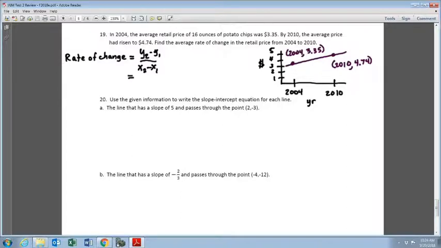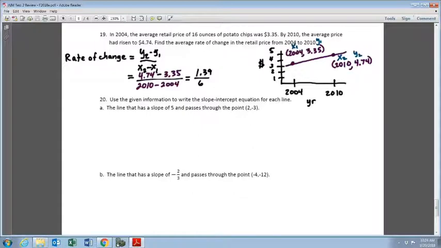All right, so we're going to get, let's see, we'll label our points that way. So y sub 2 is 4.74 minus y sub 1, which is 335. And then it'll be 2010 minus 2004. And we're going to get 1.39 over 6.